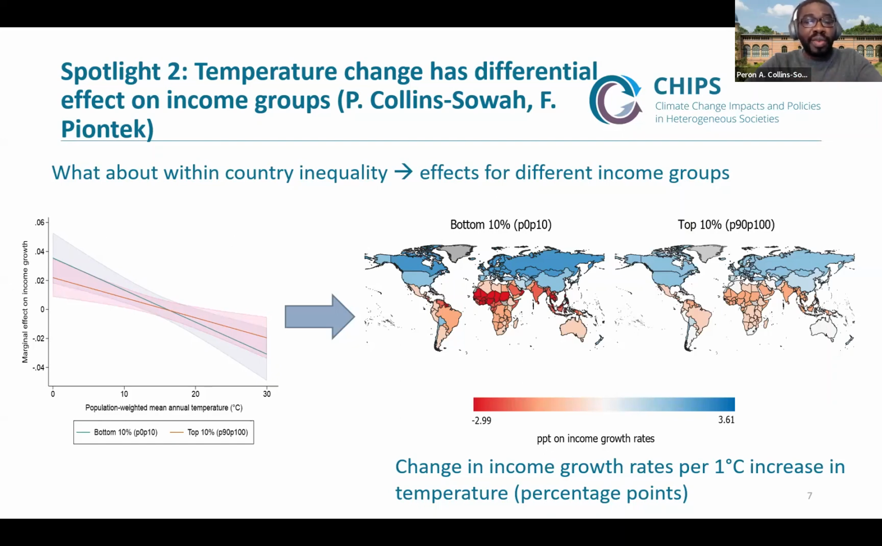On the higher end of the temperature spectrum, we find the reverse: additional warming significantly reduces the income growth of the bottom 10% compared to the top 10% of the income distribution. Here we try to map the country level change in income growth per 1 degree in temperature for the bottom 10% and the top 10%. As we can see, there is a strong latitudinal dependence, so warmer countries tend to be much more severely impacted compared to colder countries. The effects are also more pronounced for the bottom 10% in terms of gains and losses compared to the top 10%. So with that, I end here, and I hand back to Franziska.